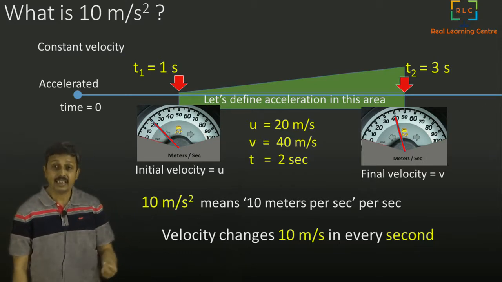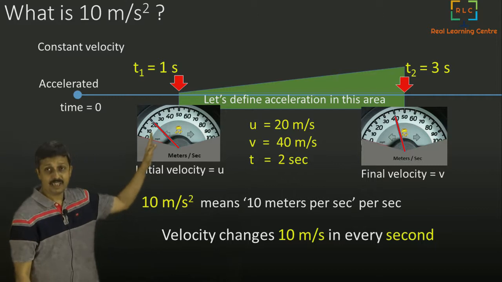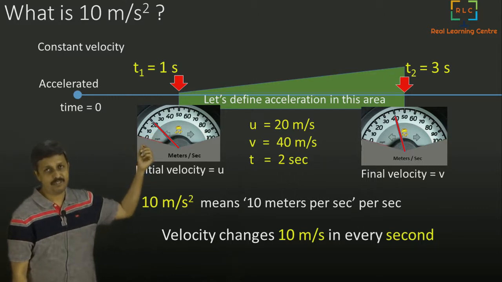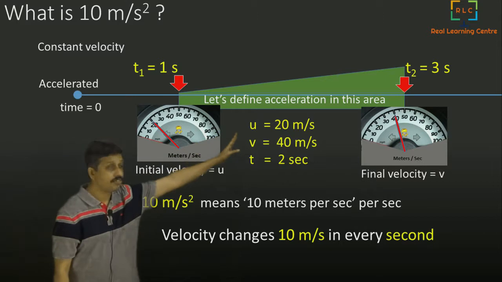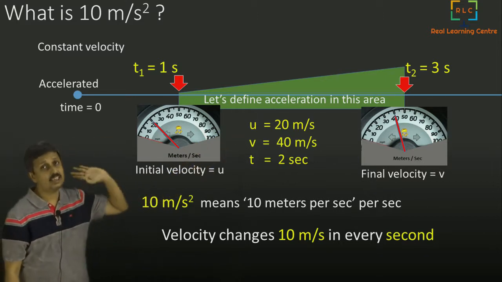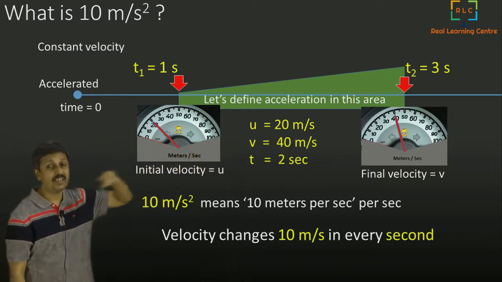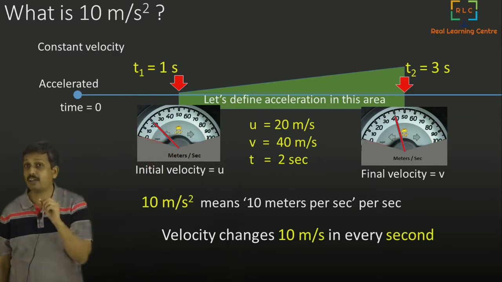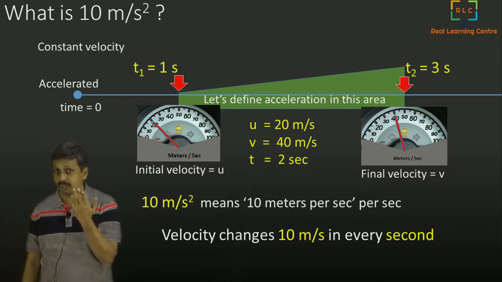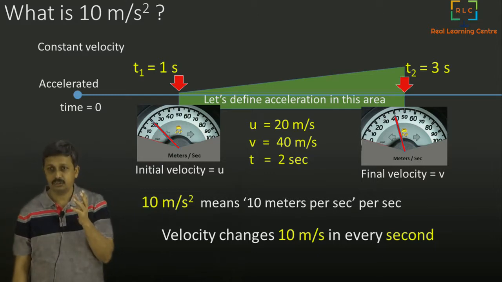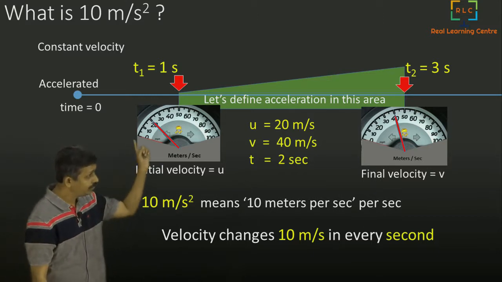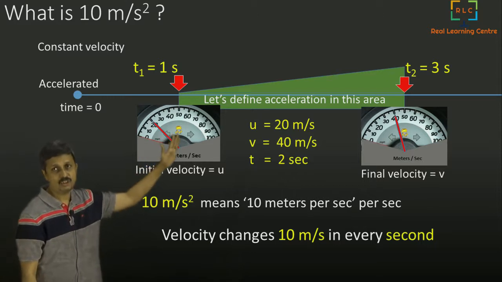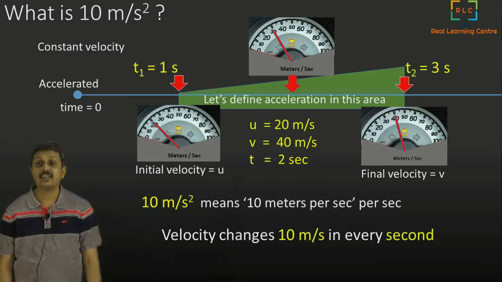So initially, look at this point where at T1 it is 20 meters per second and at T2 it is 40 meters per second. It is totally 2 seconds. Suppose I take it in the middle now, after 1 second from the beginning, what would be the speedometer reading if you want to find out? You can think. Every second it is going to add 10. So after 1 second from T1, that is at t equal to 2 seconds, if you take, the speedometer reading will be how much?